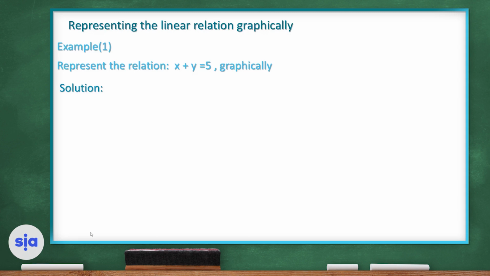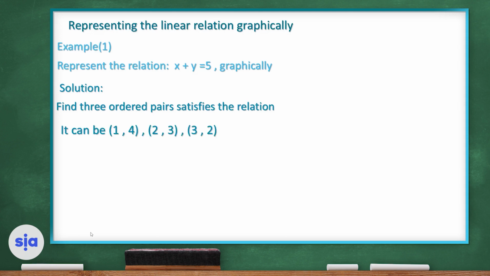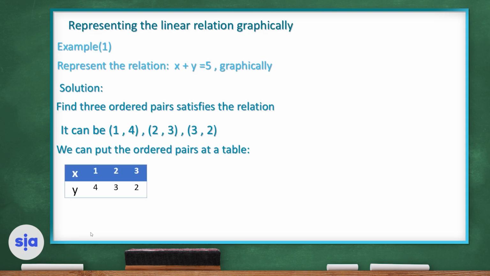Let's check this. Find three ordered pairs that satisfy the relation. As we said, it can be 1 and 4, 2 and 3, 3 and 2. And we can also put these ordered pairs in a table. So if you put x equals 1, then y is 4. If you put x equals 2, then y is 3. If you put x equals 3, then y is 2.